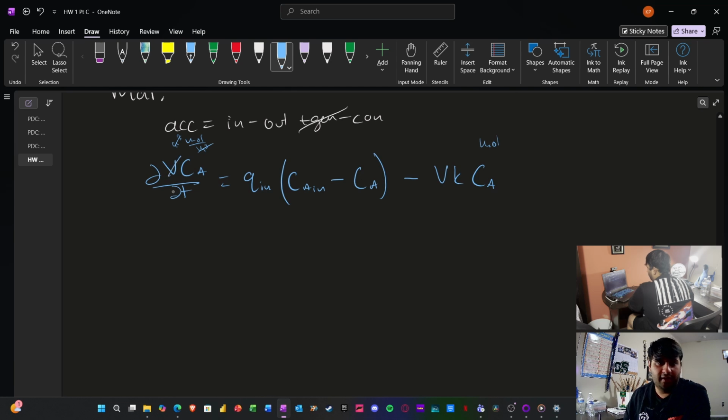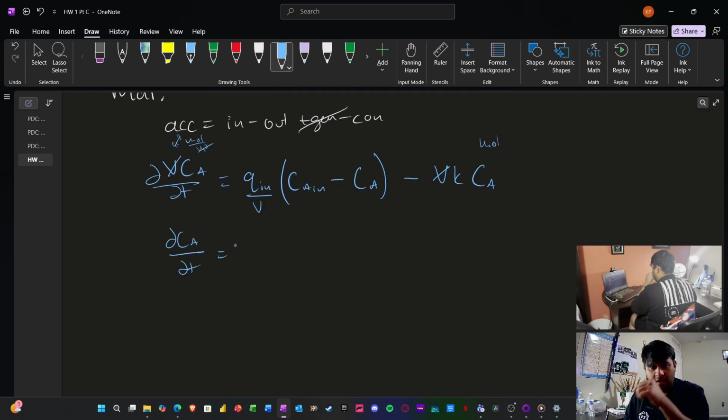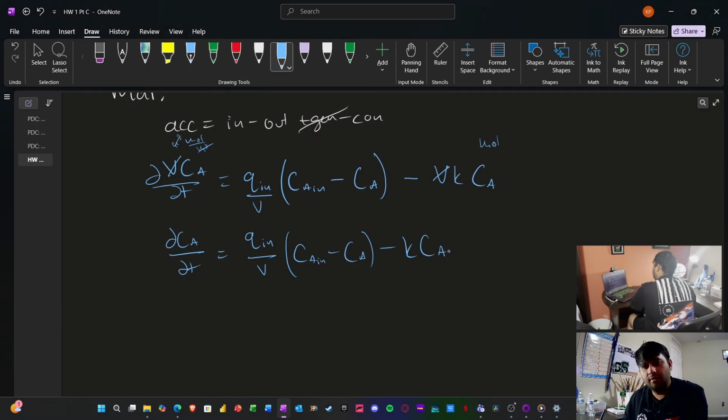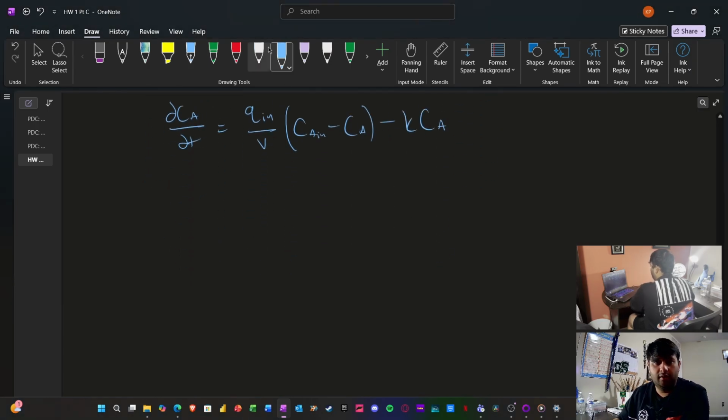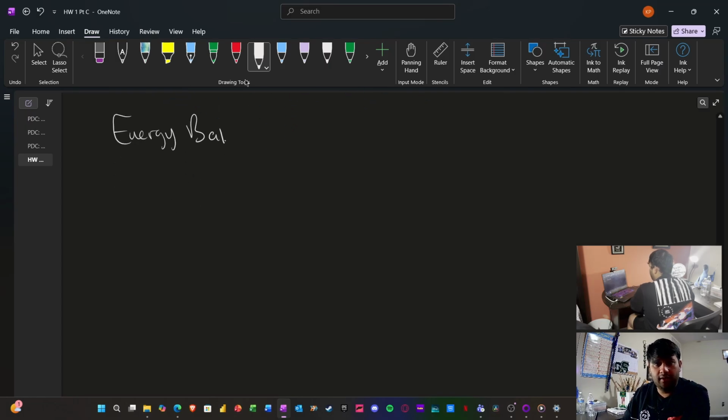But we can also simplify this down by taking the volume out and just dividing it over. So then we're left with dCa over dt, which equals Q in over V times the Ca in minus Ca, minus k Ca. And then we're going to head over to our energy balance and see what that's going to look like.